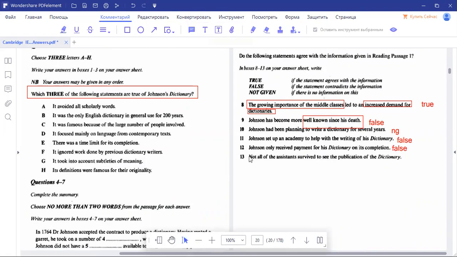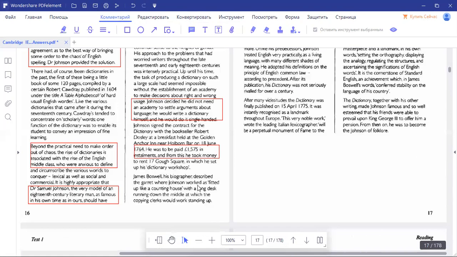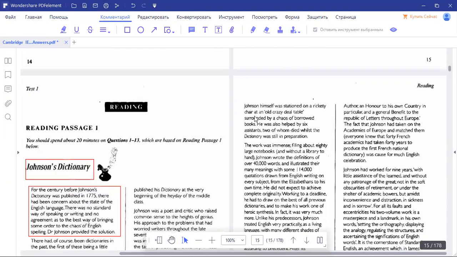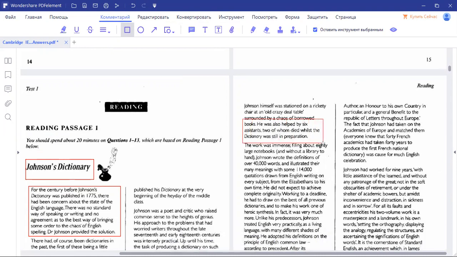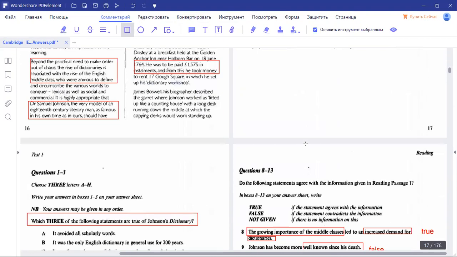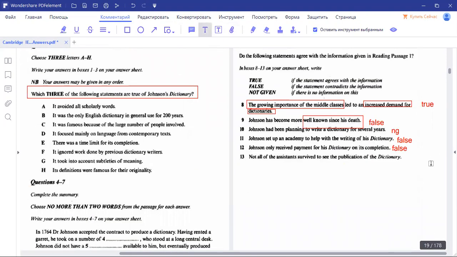Now 13, not all of his assistants survived to see the publication of the dictionary. So let me talk about his assistants. Where are you guys at? You guys are here. Okay, he was helped by 6 assistants, and 2 of these assistants died while the dictionary was still being prepared. Okay, that is true. Unfortunately, that's an unfortunate case that they died.